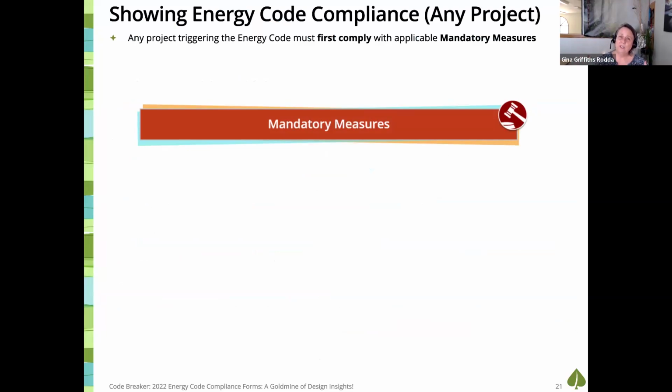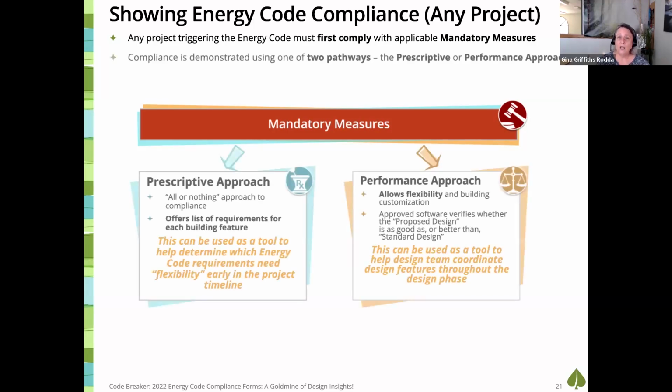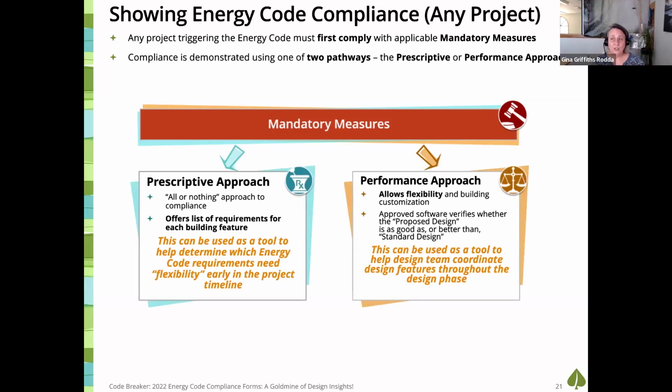So that first building step is mandatory measures. Now, I got to tell you, the compliance forms typically don't speak to the mandatory minimum requirements at all. It's expected that you, the design professional, are very aware of what those mandatory minimums are, and you're designing them into the building, and they are to be supported with note blocks.